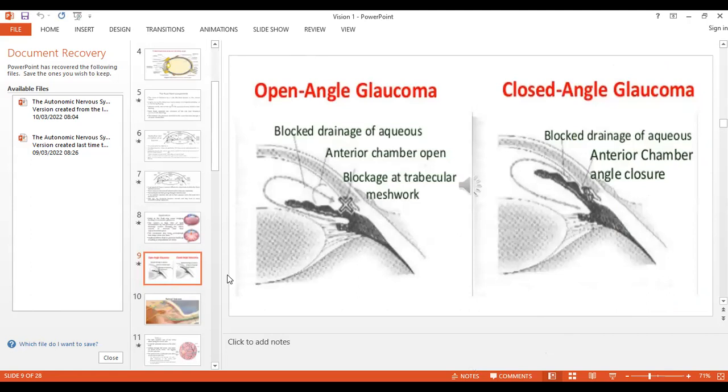Okay, so this diagram is just trying to talk about two different types of glaucoma. The first one is known as open angle glaucoma, and the other one is known as closed angle glaucoma. The blocked drainage of aqueous is being shown here, okay? Anterior chamber open, and then the blockage at the trabecular meshwork. Then under closed angle glaucoma, there's blocked drainage of aqueous, and there is also anterior chamber angle closure, okay? So these are the two different types that we can at least talk about.